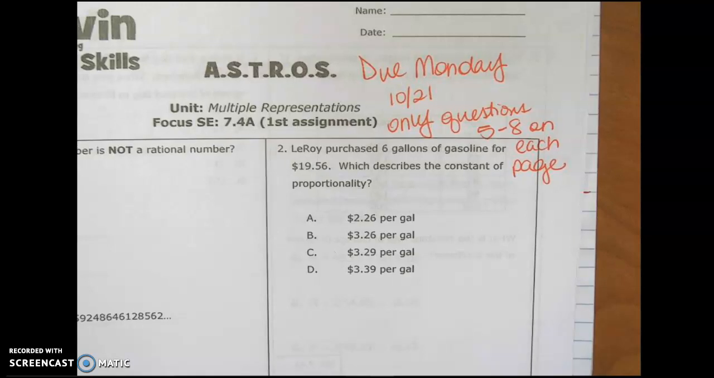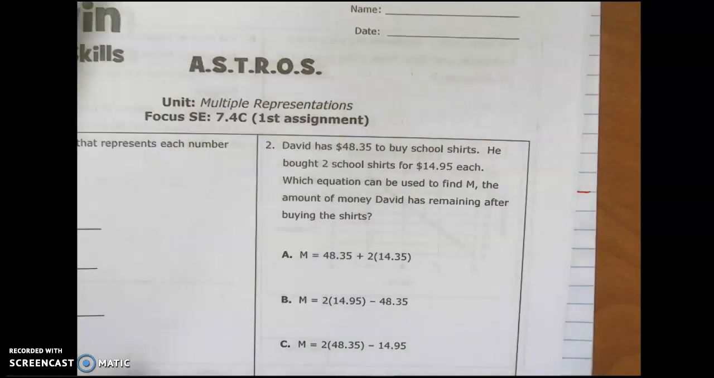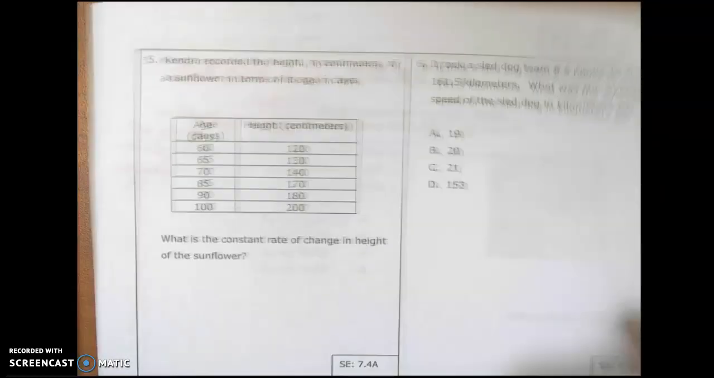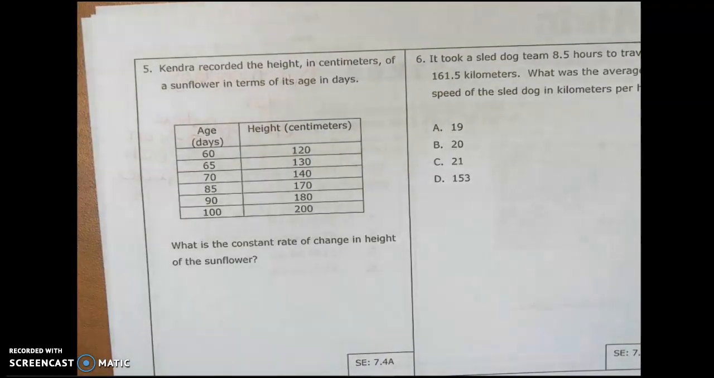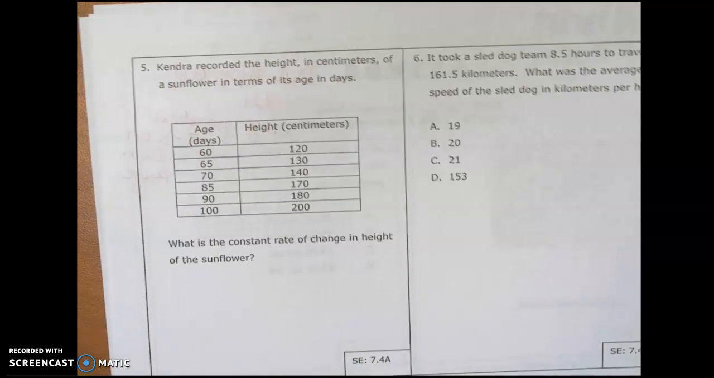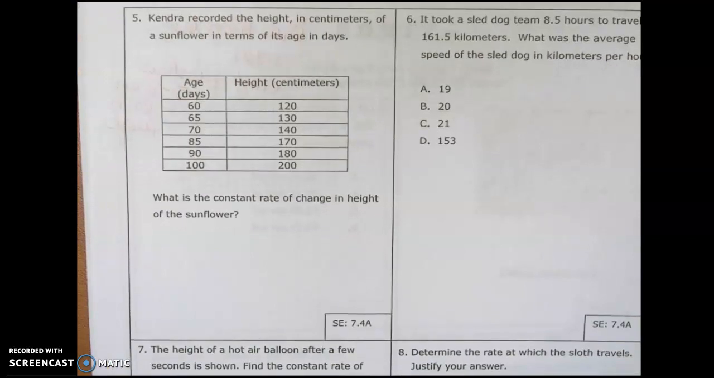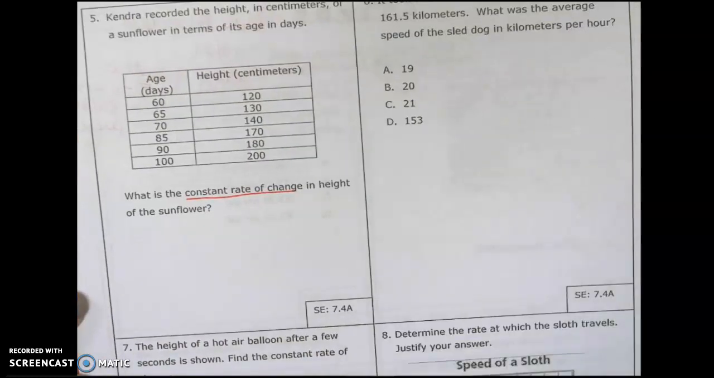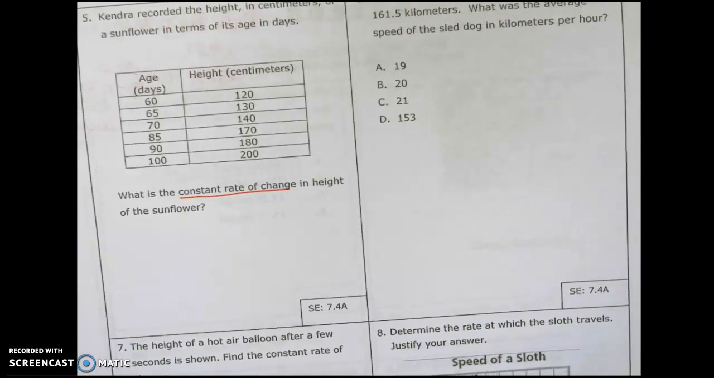All right, look at the question that starts with Kendra, on page 7-4A. Kendra recorded the height in centimeters of a sunflower in terms of its age. I need you to stay focused. What is the constant rate of change in height of the sunflower? How is the sunflower changing in height? How did I say constant rate of change could be found?